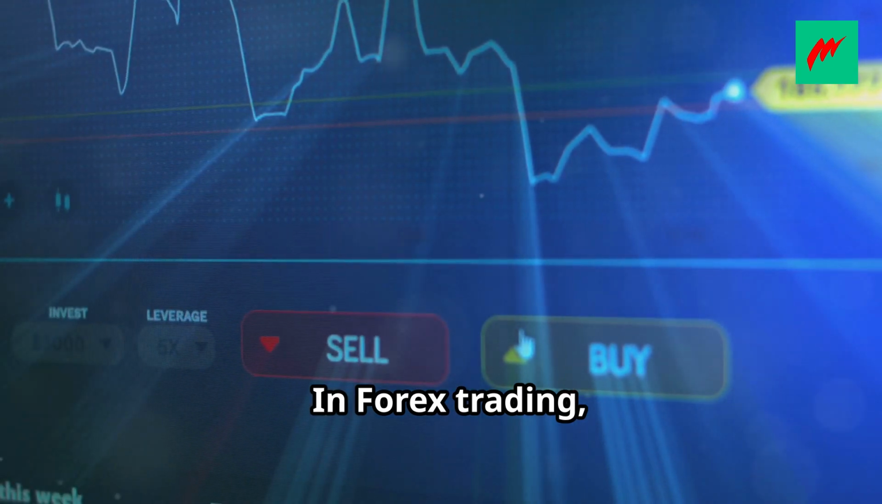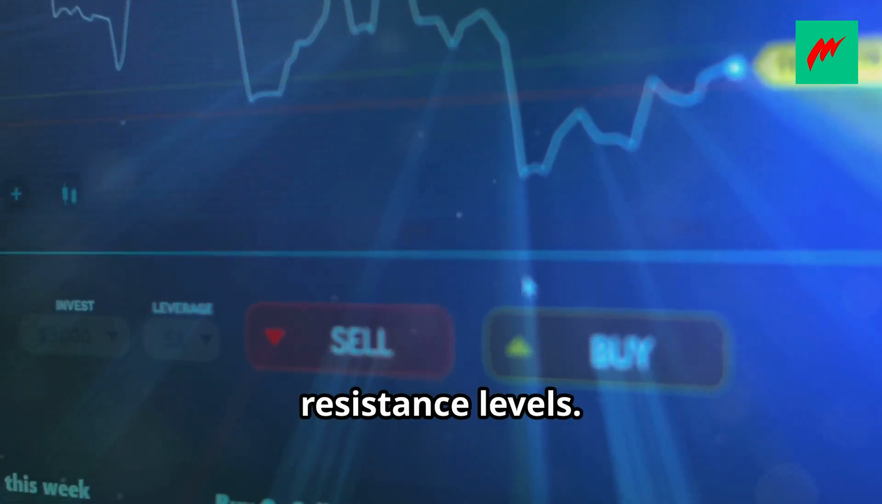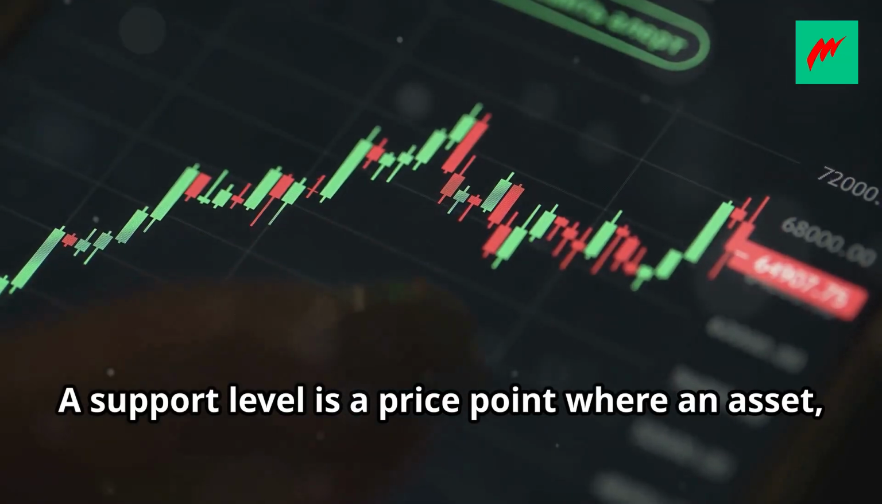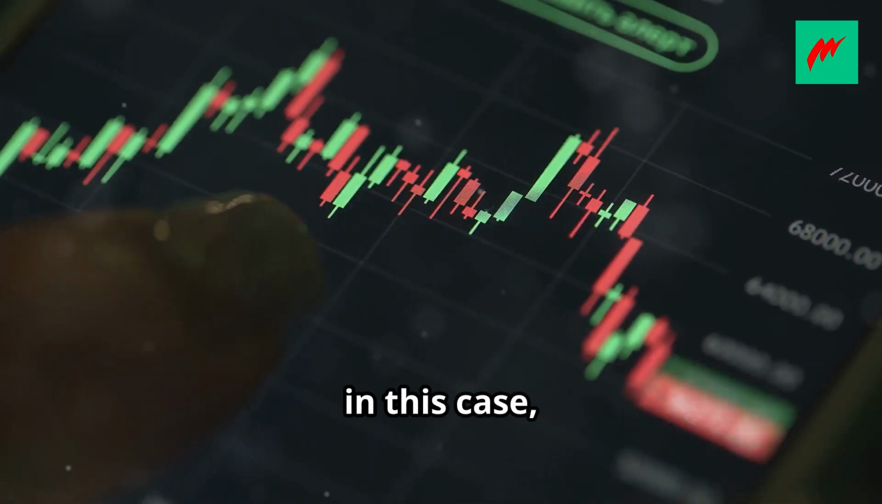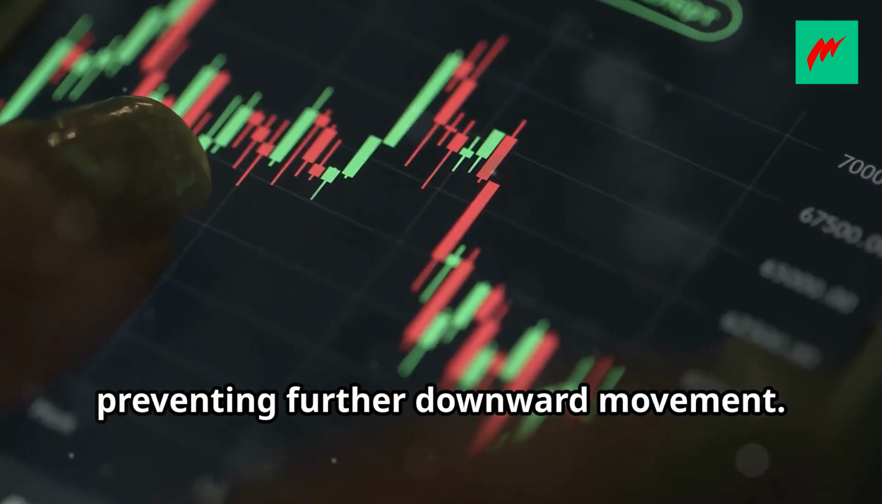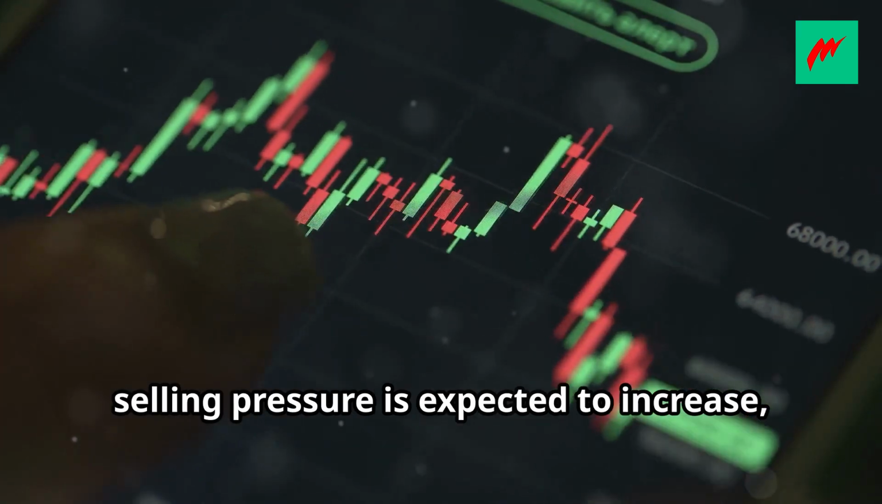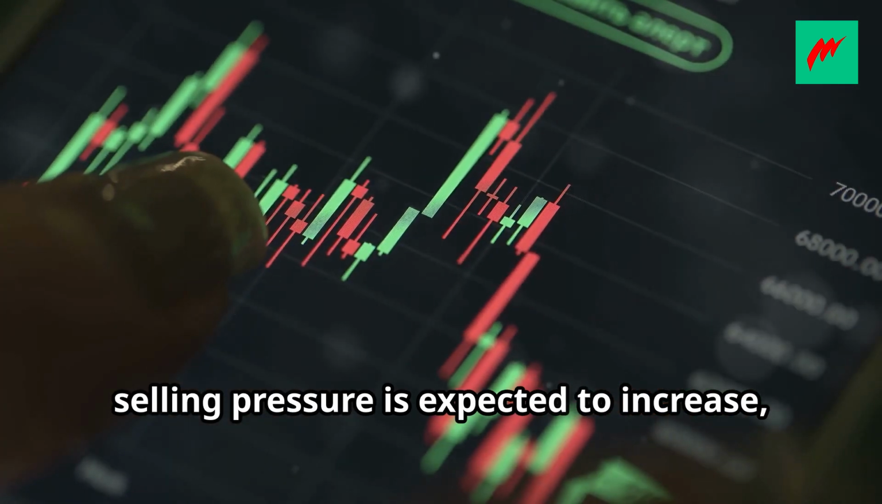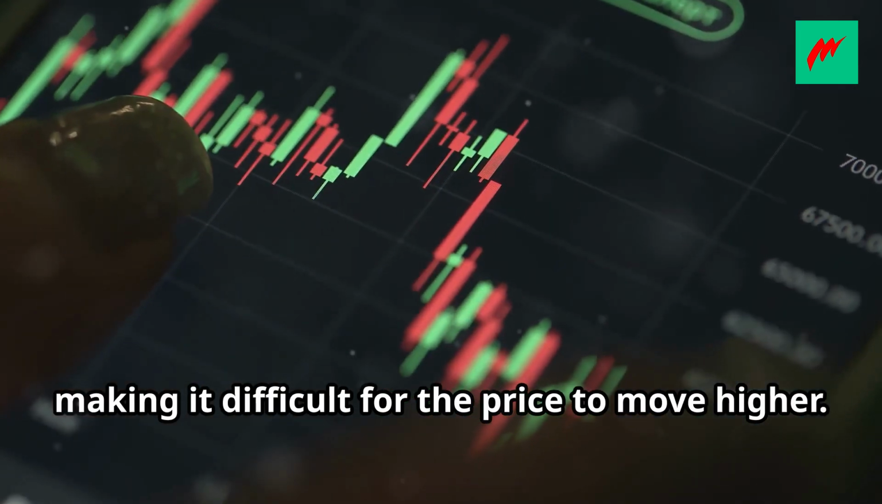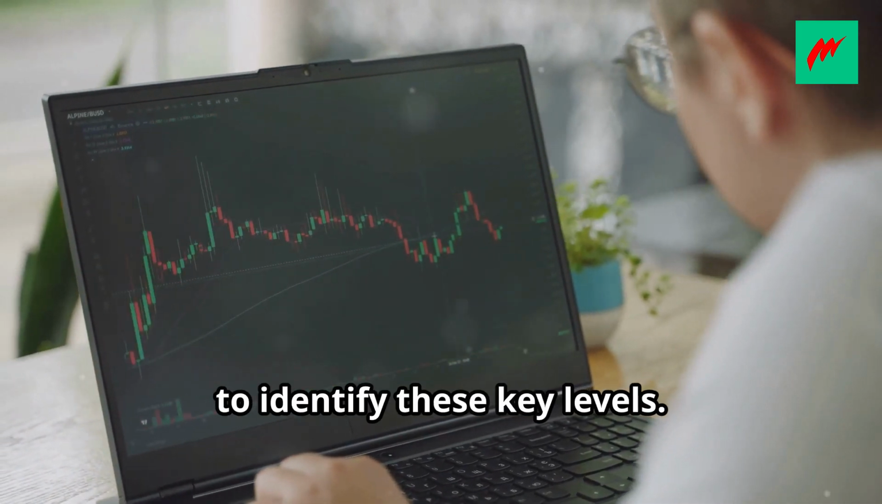In Forex trading, the Fibonacci sequence is primarily used to identify potential support and resistance levels. A support level is a price point where an asset, in this case a currency pair, is likely to find buying interest, preventing further downward movement. Conversely, a resistance level is a price point where selling pressure is expected to increase, making it difficult for the price to move higher. Traders use Fibonacci retracement levels to identify these key levels.